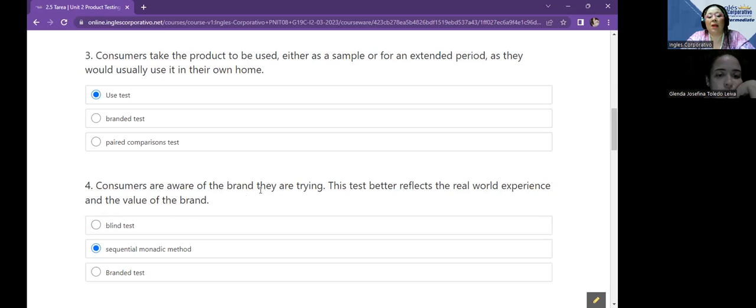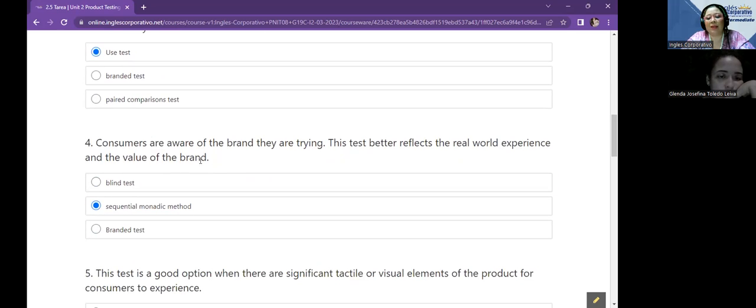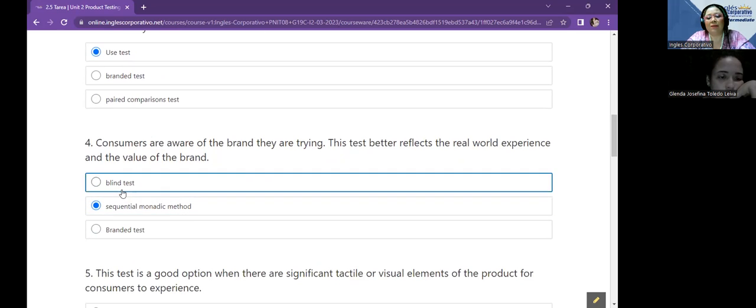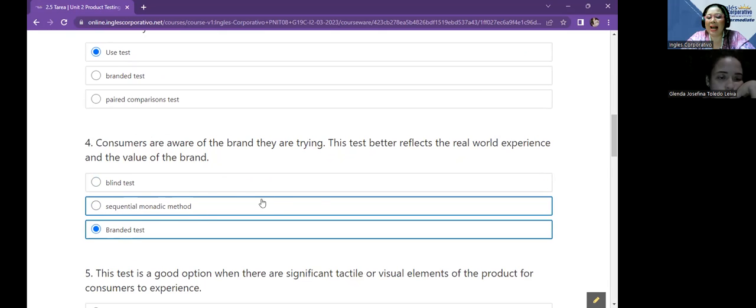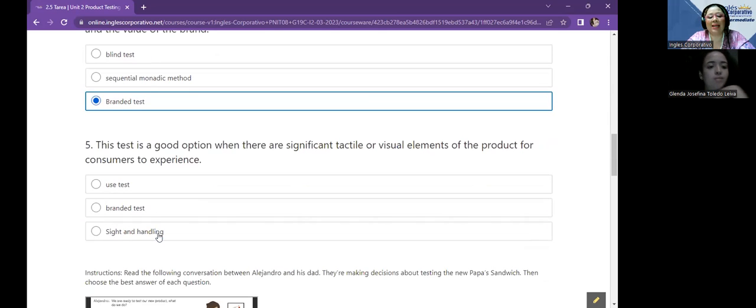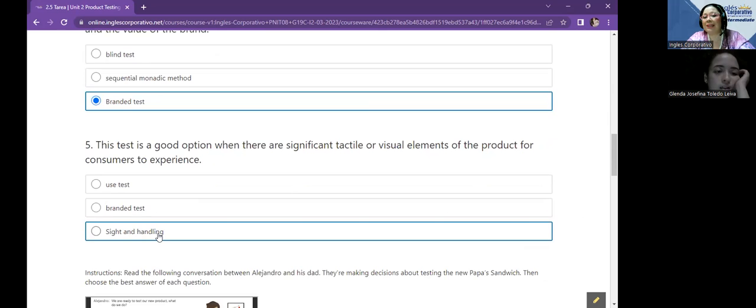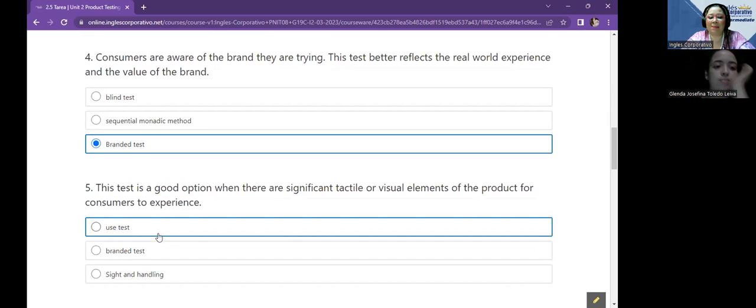Customer aware of the brand. Sabedores de la marca, exacto. Y la están probando. Este es el mejor para reflejar las experiencias del mundo real, evaluado en el brand. Branded test. Ok. Porque queremos que se valore la funcionalidad de la marca.